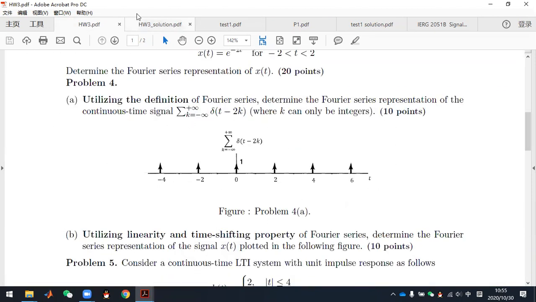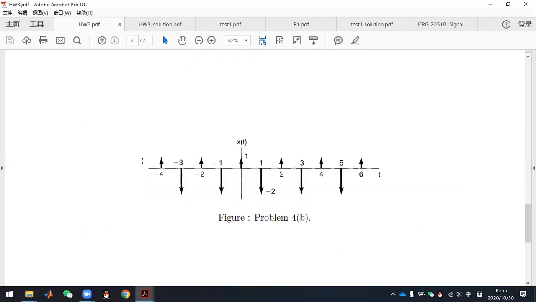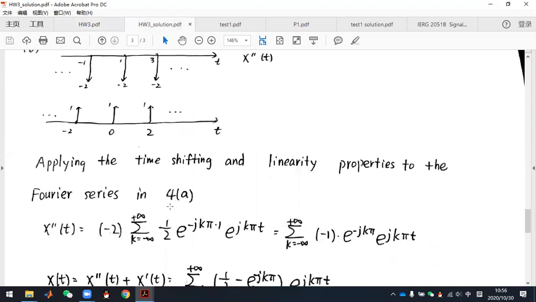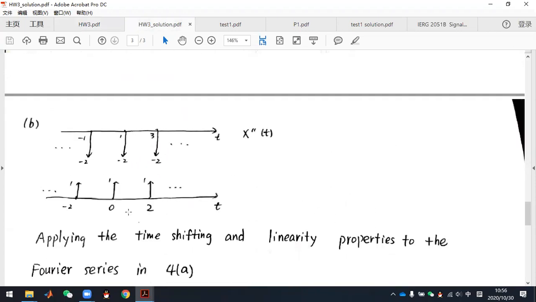So we can see this signal as the sum of two signals. One is the signal in problem 4a, the x prime of t, and another is this signal, the signal below the horizontal axis. So this is the x prime of t, and this signal I define as the x double prime of t.